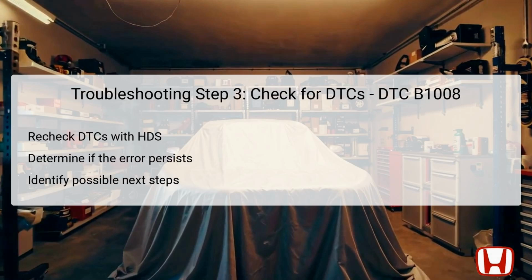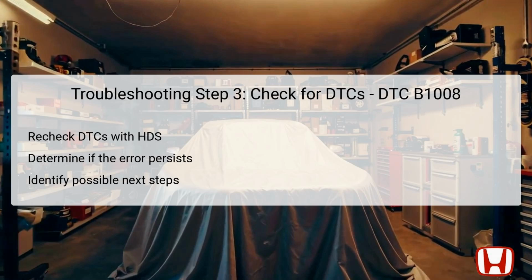In the third step of troubleshooting, the technician should recheck the diagnostic trouble codes using the HDS tool. It is critical to determine if DTC B1008 is still indicated. If B1008 is present, it signals that the communication issue persists and additional investigative efforts are needed.